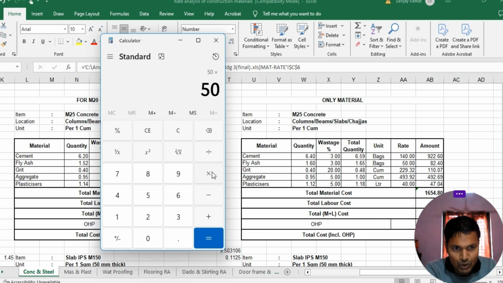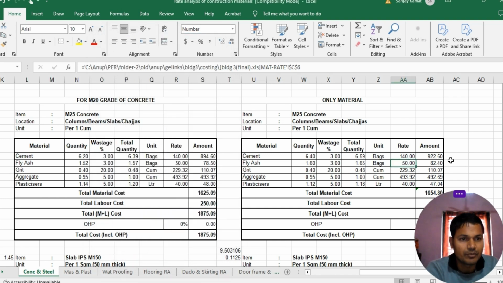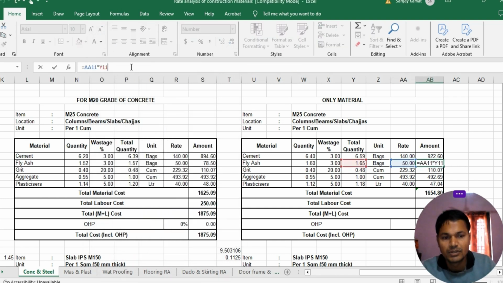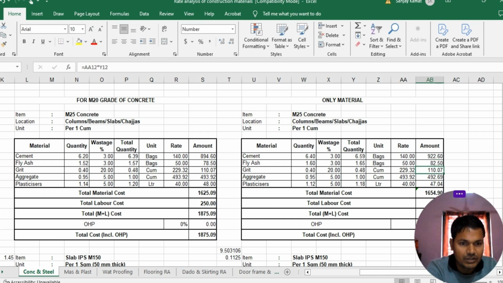50 into 1.65, how much will it come? 82.5. But here we have to edit this time, because the calculation we edited was wrong. So this will be 82.5.